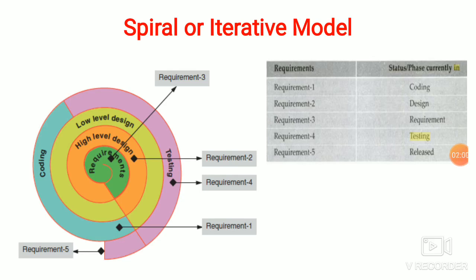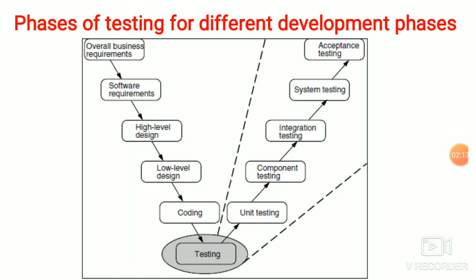Therefore, it takes much time compared to the waterfall model as well as the rapid application development model. Here we can go to any phase at any time. That's why it requires more time to complete a project. The next one is phases of testing for different development processes. Before moving to the next model, let's study what are the phases of testing in a development process.